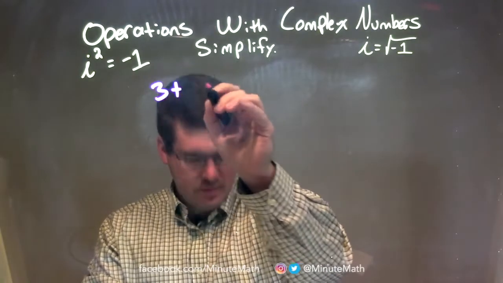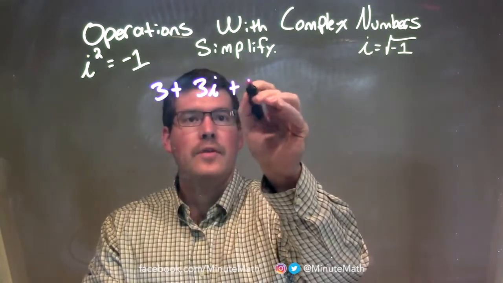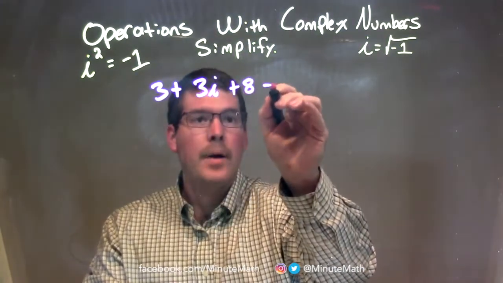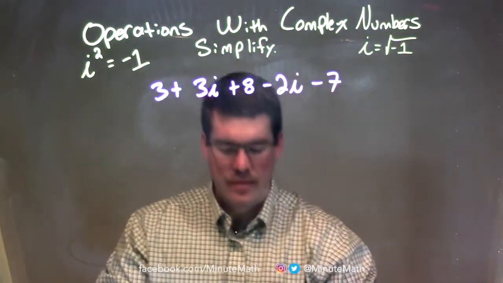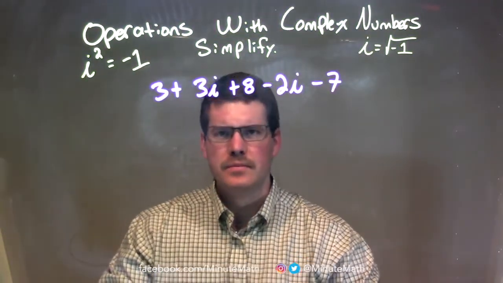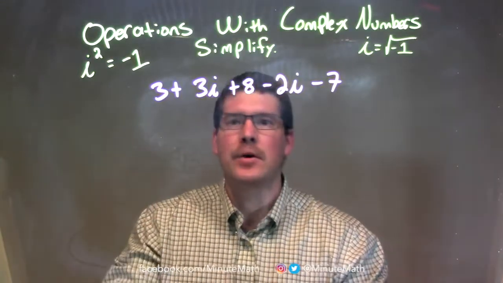3 plus 3i plus 8 minus 2i minus 7. All right. Well, what I want to do now is combine my like numbers, okay?